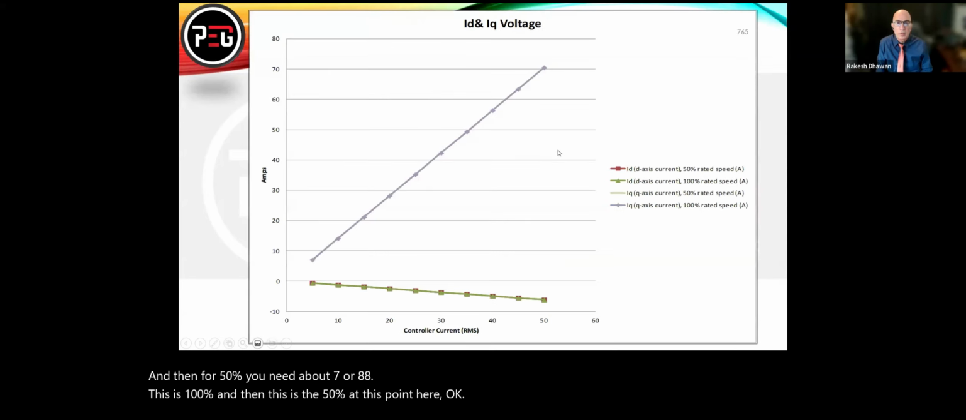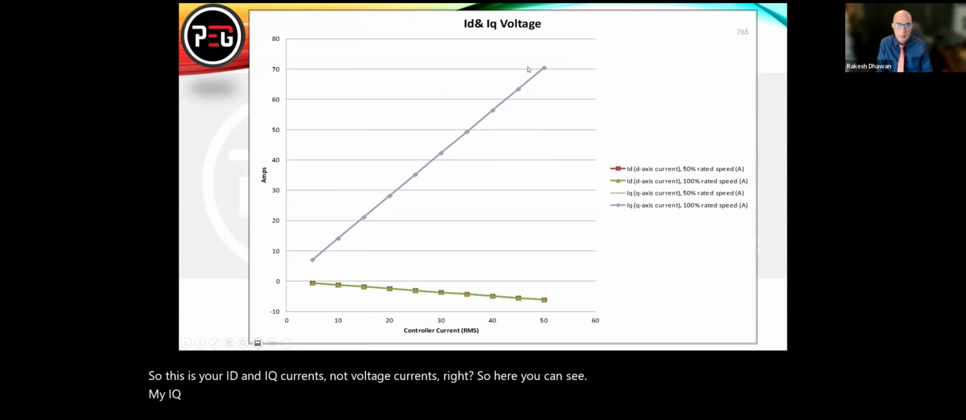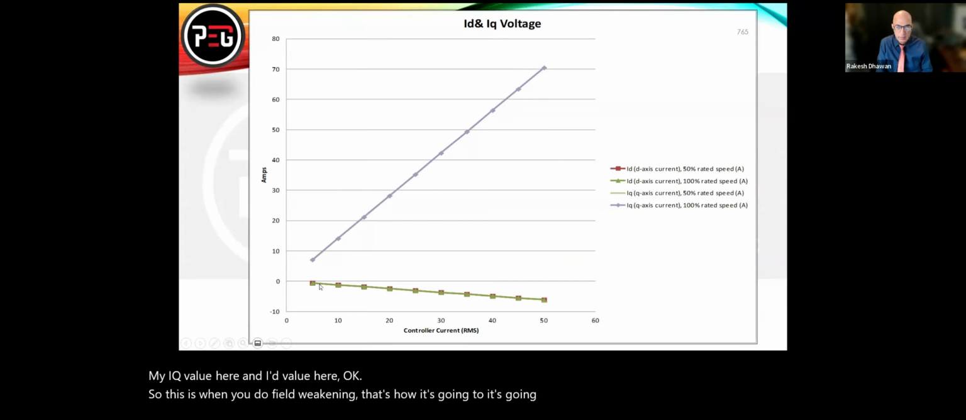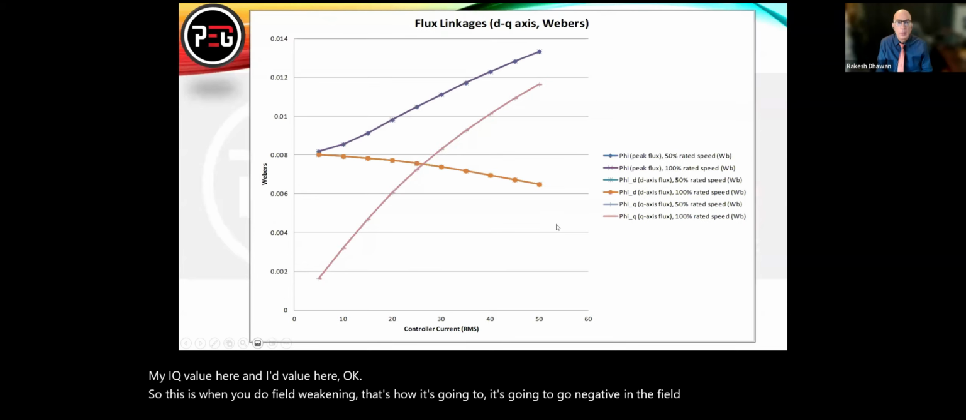So this is your ID and IQ currents, not voltage currents, right? So here you can see my IQ value here and ID value here. So this is when you do field weakening, that's how it's going to go negative in the field weakening part.